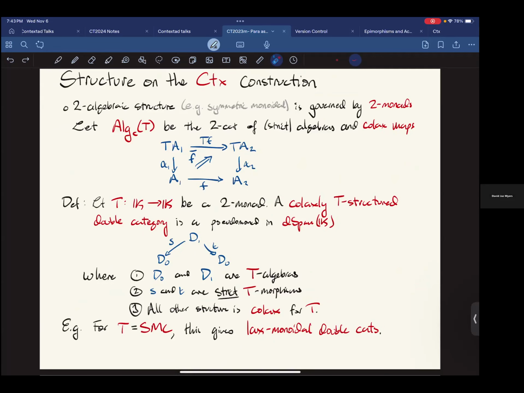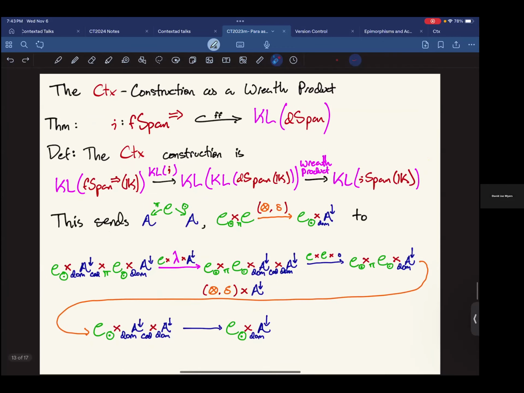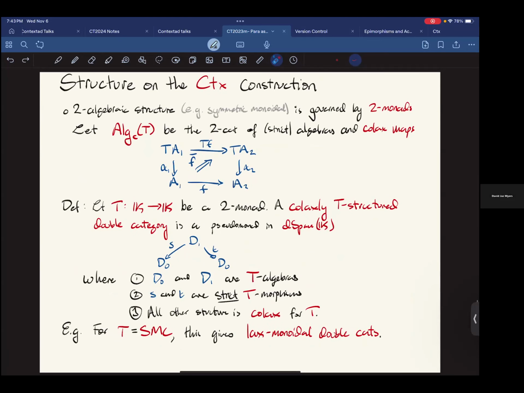Okay, so now I want to show you, so this was very general. As you see, there's nothing that required us to be working in, for K to be Cat here, right? So we can just take it to be other things, and that's what we're going to do here. So two algebraic structure. By two algebraic structure, I mean algebraic structure on a category. So what you can think is, for example, symmetric monoidal structure. Just as algebraic structure is governed by monads, two algebraic structure is governed by two monads.